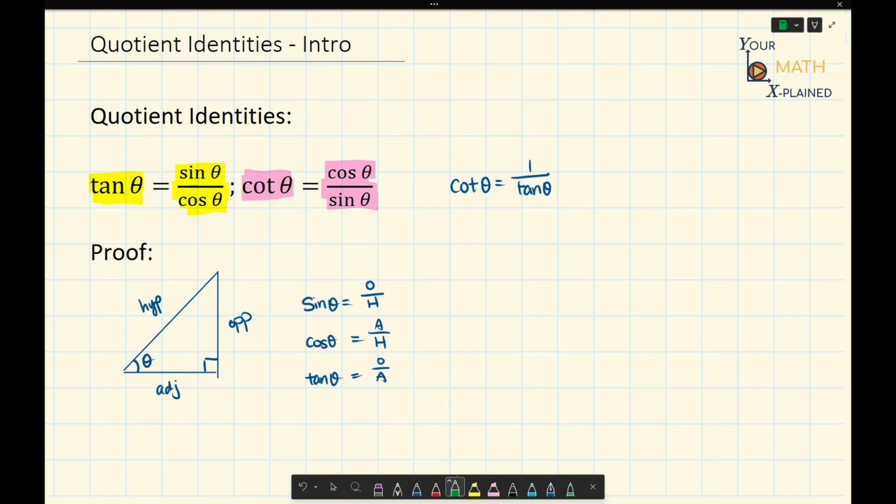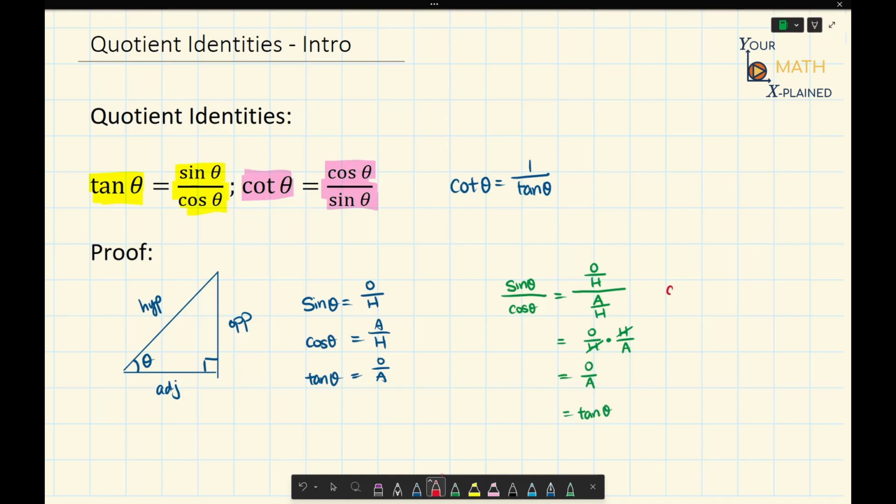So then what happens if we take our sine theta and we divide it by our cosine theta? Well, then we're going to get our top is opposite over hypotenuse, and then our bottom is going to be adjacent over hypotenuse. And since we have a fraction divided by a fraction, we can go ahead and change this to multiply and flip our bottom fraction. Now we can see that the hypotenuse is going to cancel out, and we're left with opposite over adjacent. And this is exactly tangent of theta.